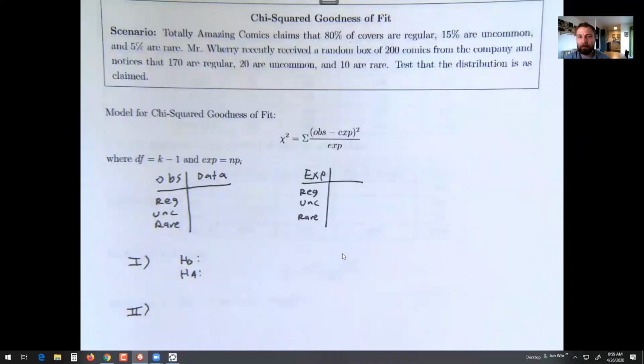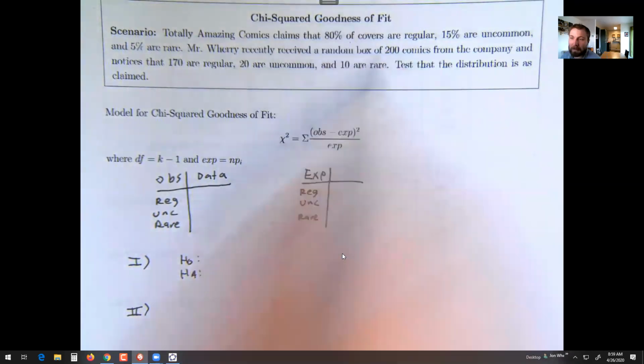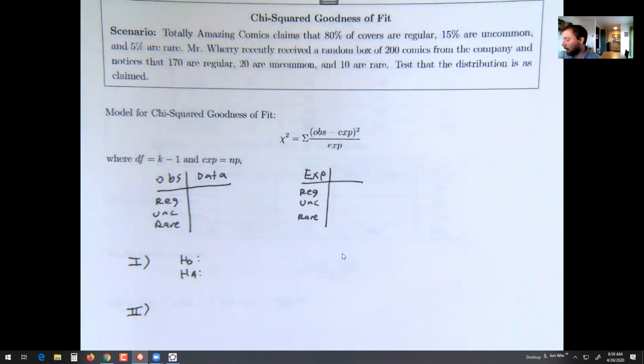This is an example of chi-squared goodness of fit, which is a model that's used to test a distribution for multiple variables, and to figure out whether or not the claim that we're given for a certain percentage for each of those values is reasonable or not. So this is used for data that we can count, or in other words, it's used for categorical data.